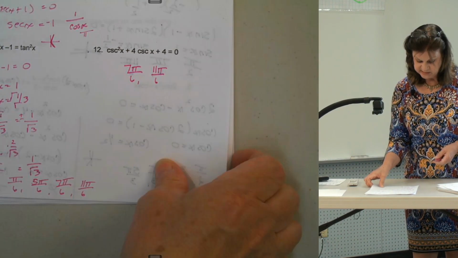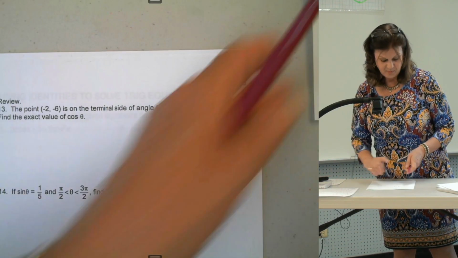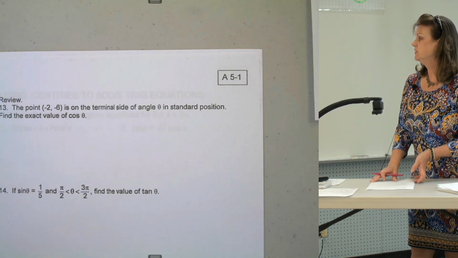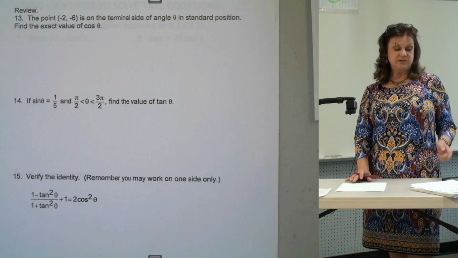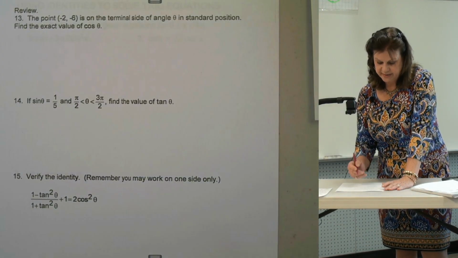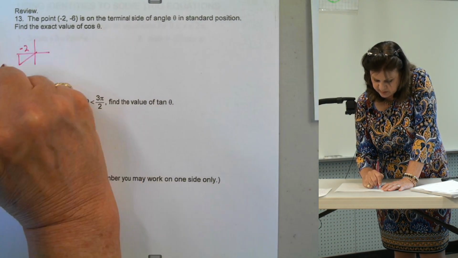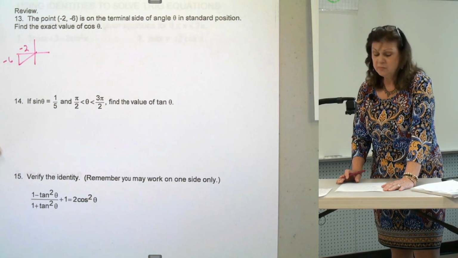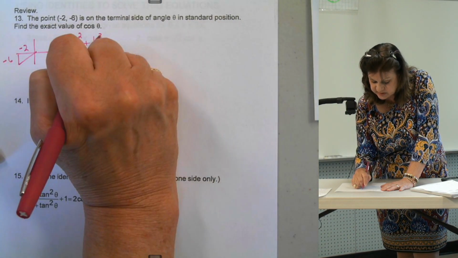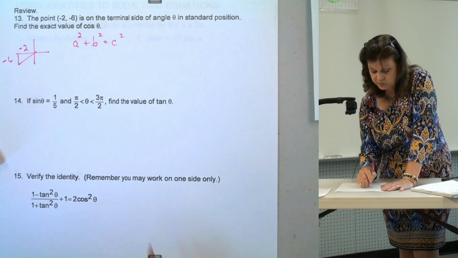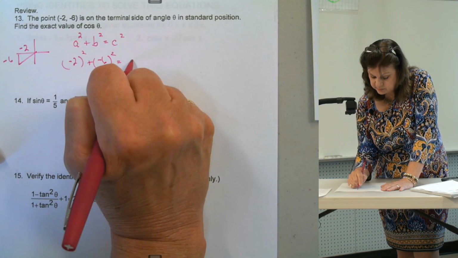All right, let's look at 13. The point negative 2, negative 6 is on the terminal side of angle theta in standard position. Find the value of cosine. So this takes us back outside the unit circle. All right, so we're going to draw the point negative 2, negative 6. And then I have to find cosine. So we're going back to the basics. a squared plus b squared is c squared. So we have negative 2 squared plus negative 6 squared is c squared.